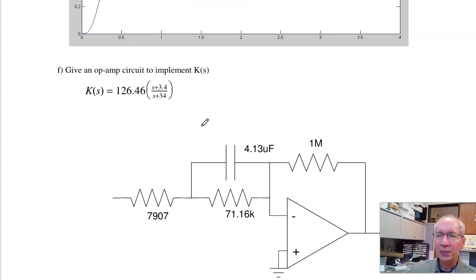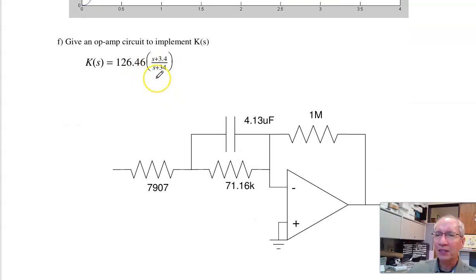The last part is give me an op-amp circuit to implement it. Here's K of s. What I like doing is, I'll guess this is 1 meg. I've got 4 degrees of freedom, 3 constraints, meaning something's arbitrary. Let's make this 1 meg. As s goes to infinity, this is a short. S goes to infinity, the gain is 126. So 1 meg over 126 gives you 7.9K.